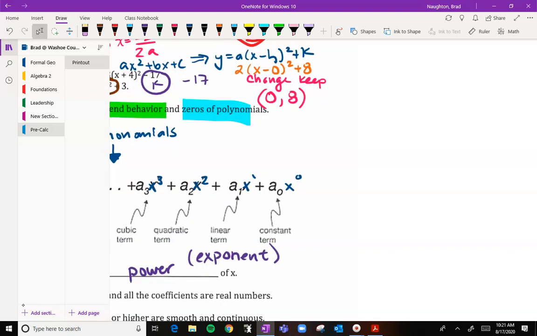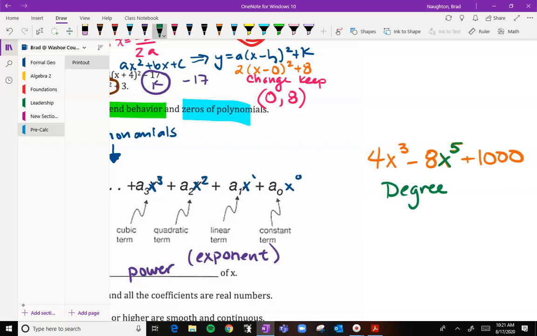Let's do a quick example off to the side. If I have 4x cubed minus 8x to the 5th plus 1,000. So if I were to put this into the calculator, the 1,000 is a really big number, but it's not going to control everything. What's going to control everything is the biggest exponent. So in this case, it's x to the 5. So I would say that my degree here is going to be x to the 5. And then my leading coefficient is going to be that -8 right there.